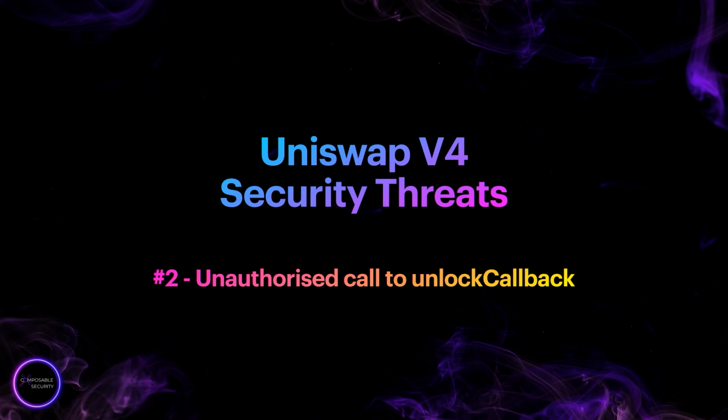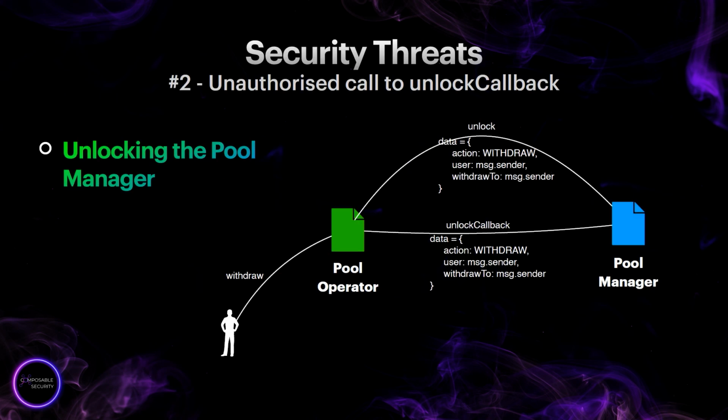Another thing, very similar. It's also an unauthorized call, but on the other side of the flow. So this is how unlocking works. You as the user will use some kind of pool operator. And you will execute some business function, let's say a withdraw function. And then the pool operator calls unlock on the pool manager. And the pool manager calls unlock callback. And from now on, the pool operator can do whatever they want, as long as in the end the balances are settled.